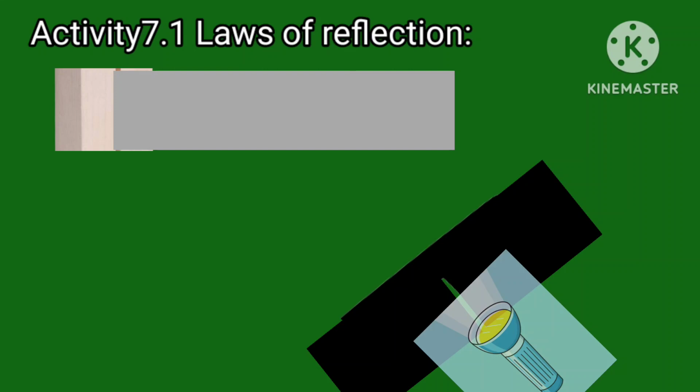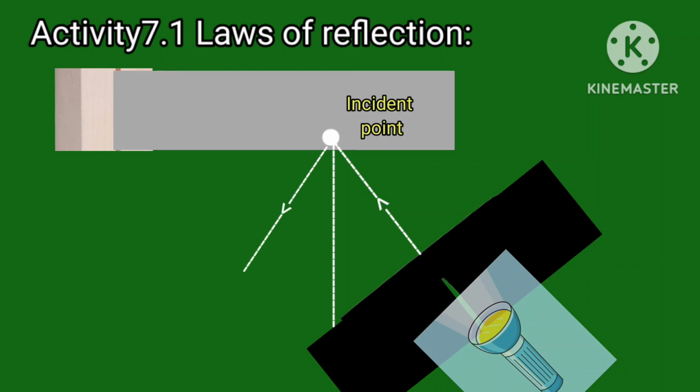Throw light from torch through the narrow slit of the comb from one side. The light ray which strikes the surface of the mirror is called incident ray. The point where the incident ray meets is called incident point. Draw a normal at incident point. The light ray which comes back from the surface after reflection is called reflected ray.